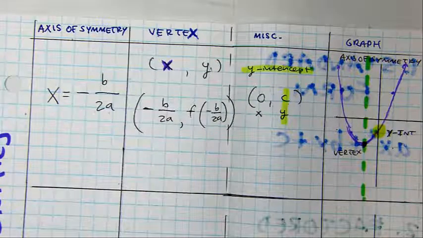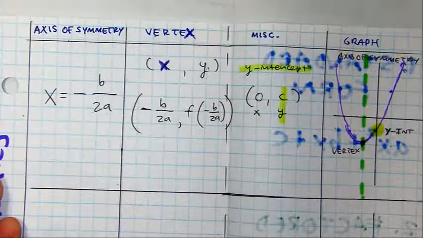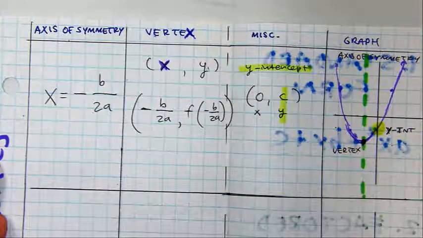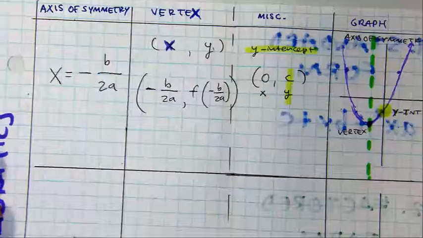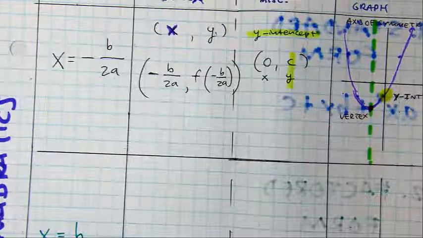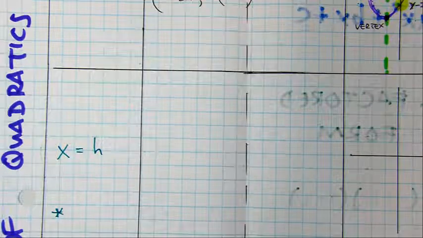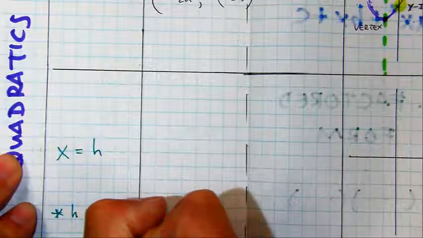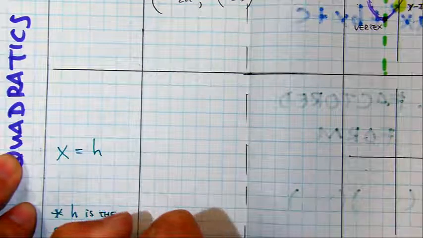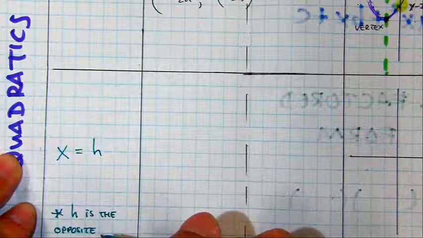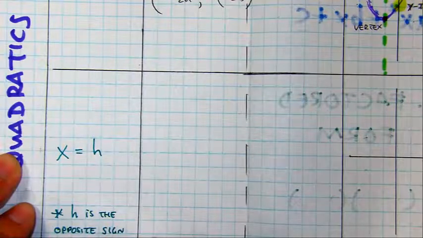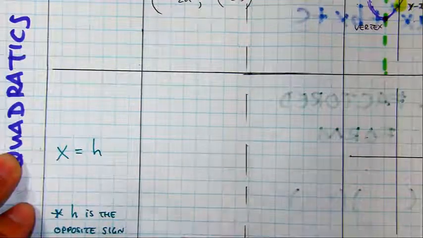Your axis of symmetry is going to be x equals the h value. And you can put a little star here. The h is the opposite sign in the equation.